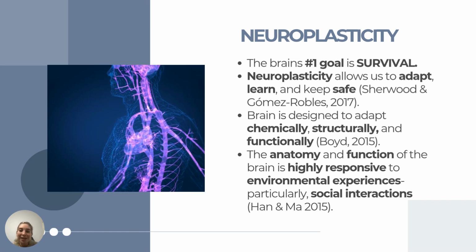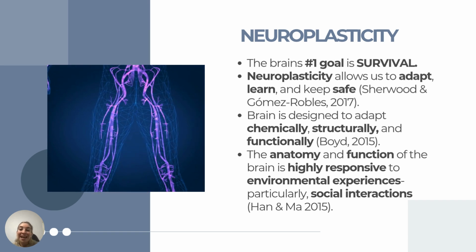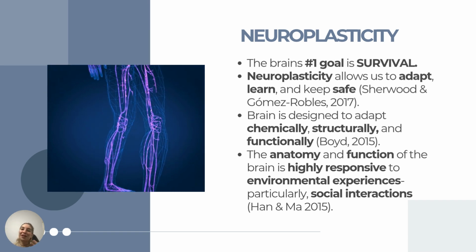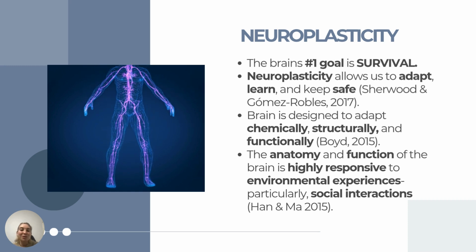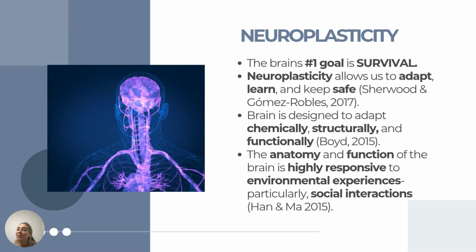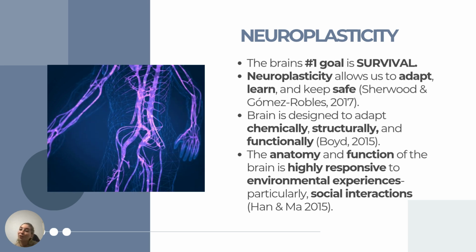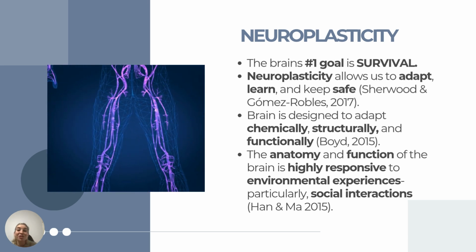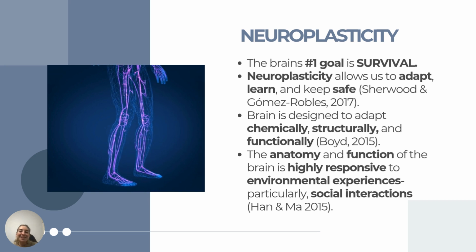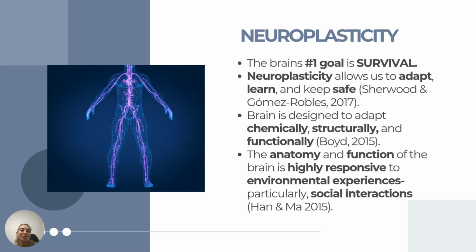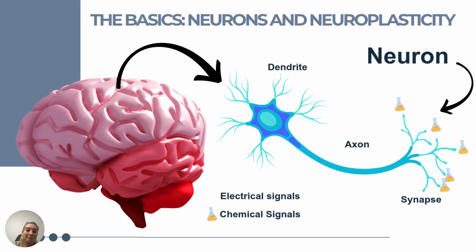So, thanks to evolution, our brain is hardwired to survive. It's actually the biggest goal that it has. As such, brains have been formed so that they not only output exceptional computational abilities, but also so that their anatomy and function serve to be highly sensitive to environmental input, particularly in the form of social interactions. This is due to a biological mechanism called neuroplasticity. This mechanism allows our brains to adapt chemically, structurally, and functionally to the ever changing demands of its environment.